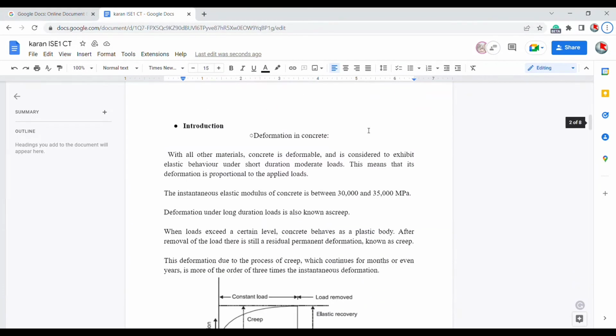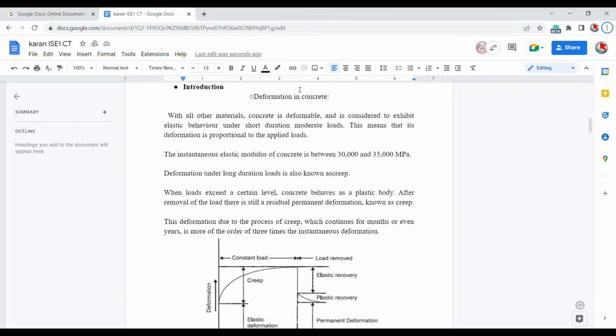Deformation in concrete is when the load exceeds a certain level and concrete behaves like a plastic or elastic body, and after removal of this load, there is a residual or permanent deformation, which is known as creep. The deformation due to the process of creep, which continues for months and even years, is of the order of 3 times the instantaneous deformation.